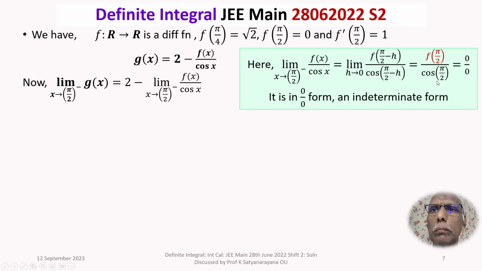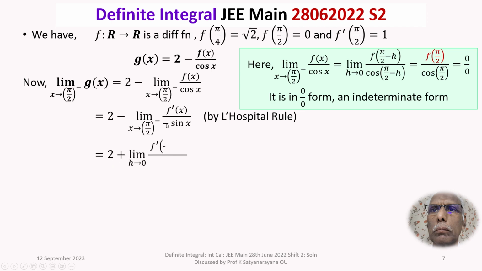When it is an indeterminate form, what we do is we apply the L'Hopital's rule. So this will be equal to 2 minus limit x tends to pi by 2 minus of, applying the L'Hopital's rule, the derivative of f of x, f prime x, by the derivative of cos x, that is minus sin x. That is we are applying the L'Hopital's rule. Now again, so 2, and this minus into minus plus, into limit h tends to 0 because it is a left hand limit. We write f prime of, for x, pi by 2 minus h by sine of pi by 2 minus h.